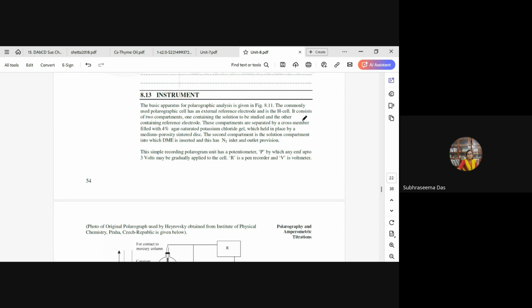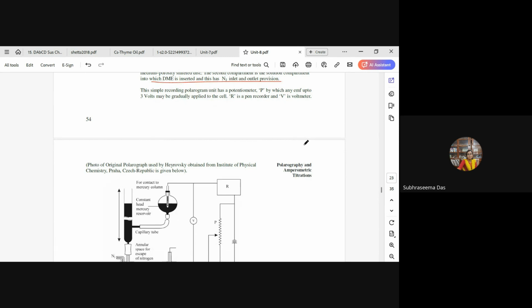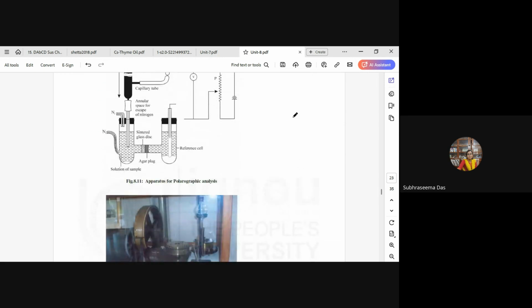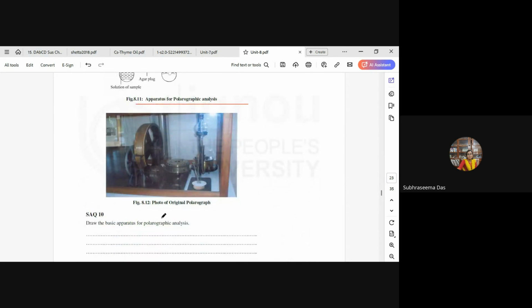The second compartment is the solution into which the DME is inserted, and this is the nitrogen inlet and outlet provision. This simple recording polarogram unit has a potentiometer P by which any EMF is gradually applied to the cell. So here in figure 8.1, this is a general representation of a polarographic analysis, and 8.12 shows the photograph of a polarographic unit.